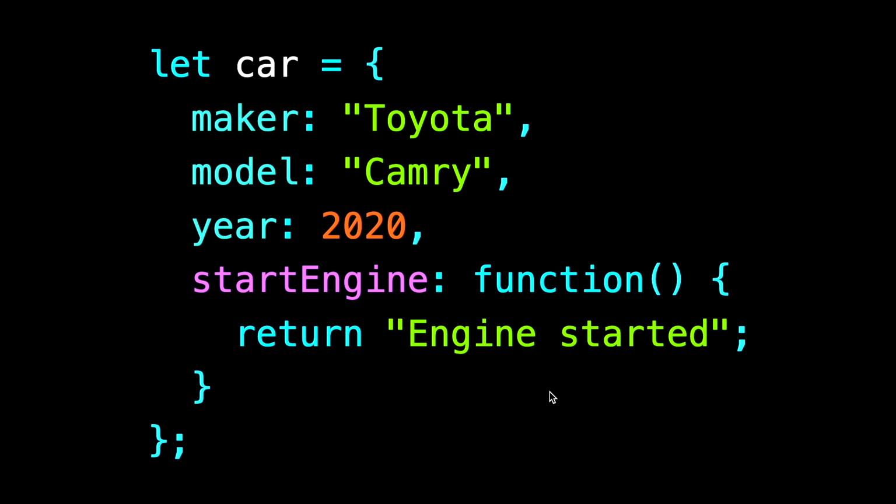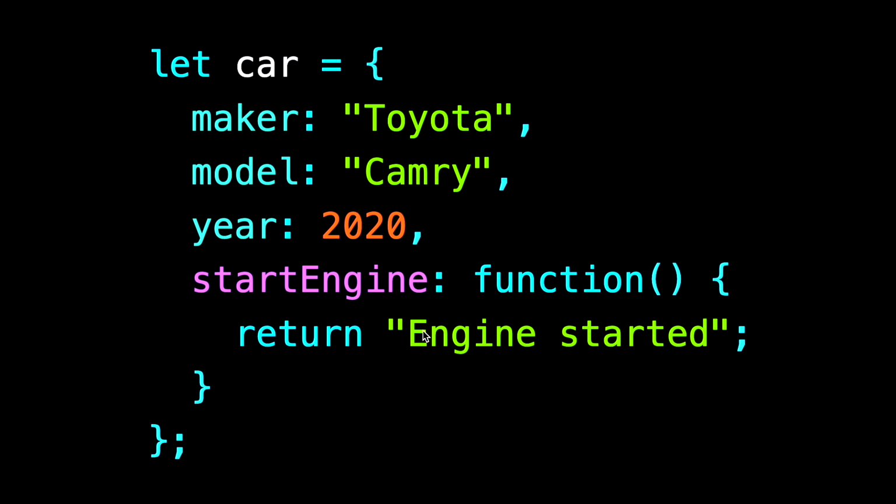JavaScript objects are containers for named values called properties and methods. So here's an example of a JavaScript object. We're going to start with curly braces, and then we have the key maker, value Toyota, key model, value Camry, key year, value 2020. And you can see there's a comma after each one, and then we can also have a function. So the key is startEngine, and the value is this function, engine started.